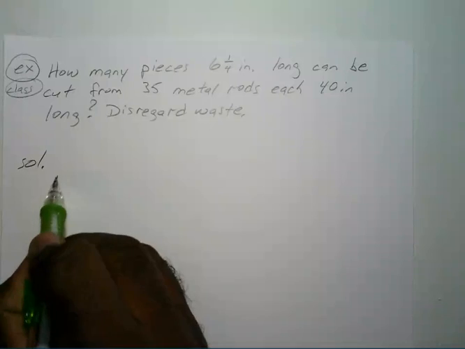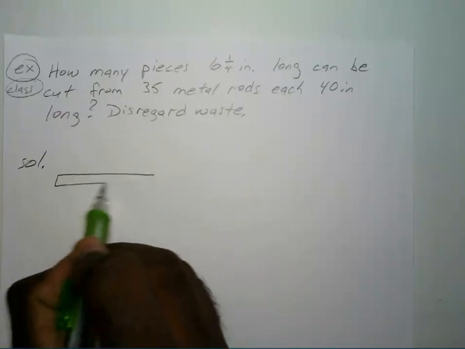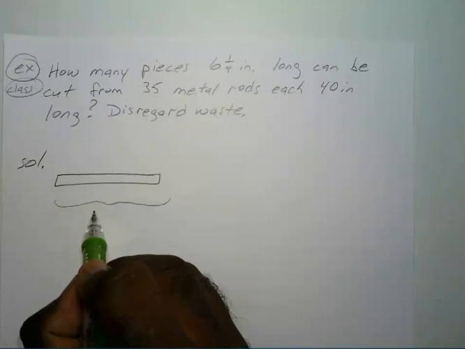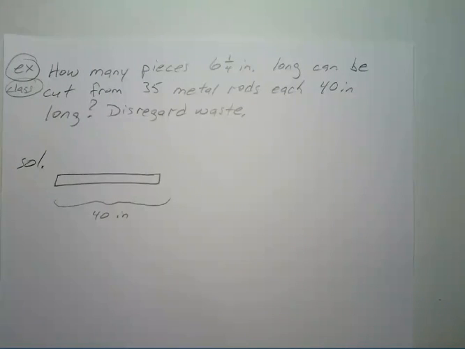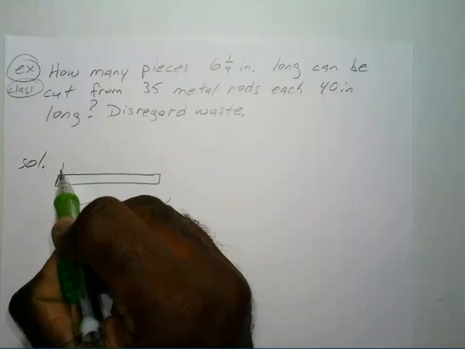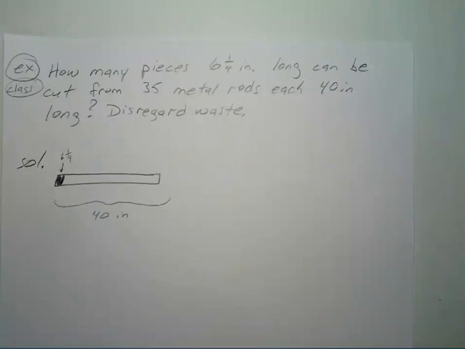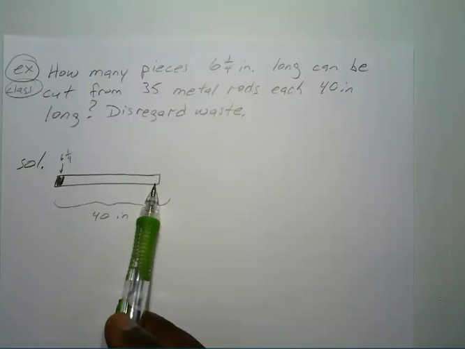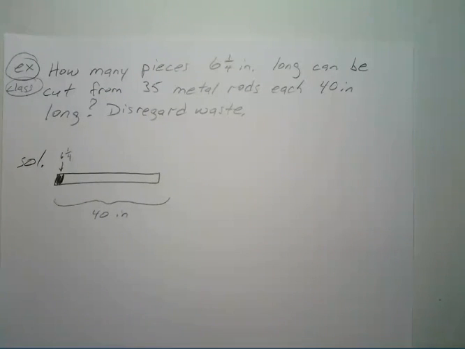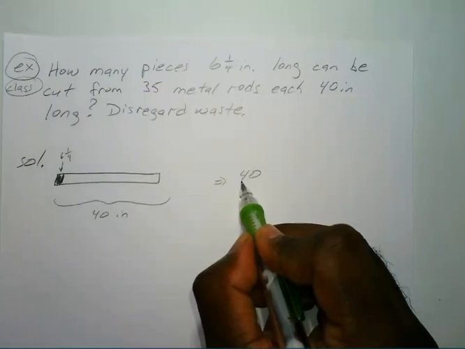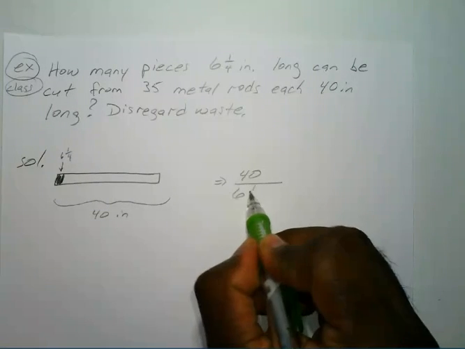Okay, so if we have a 40-inch rod, okay, so this whole thing is 40 inches. And let's see, this is the 6 1/4 inch piece we're going to cut. How many of those 6 1/4 inch pieces can we cut out of this 40 inch rod? Okay, so full 6 1/4 inch pieces. Okay, so really that's going to leave us with 40 inch rod divided by 6 1/4.